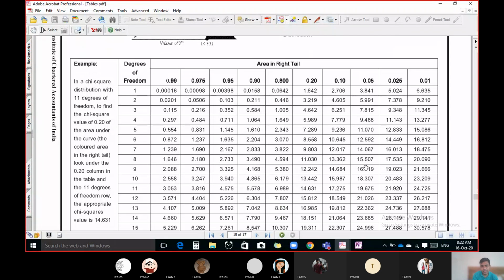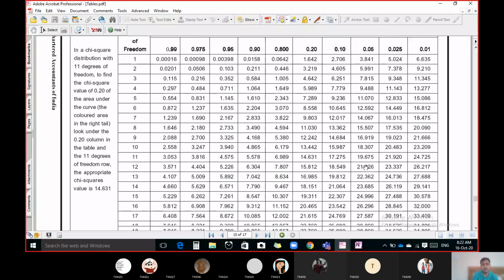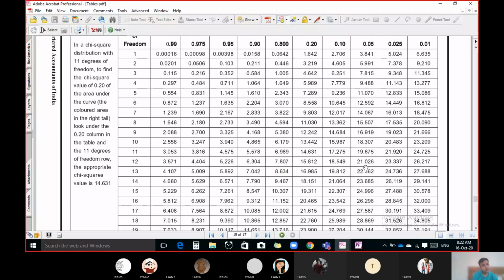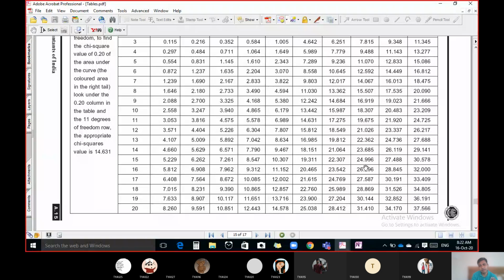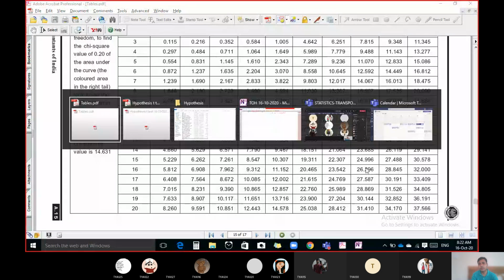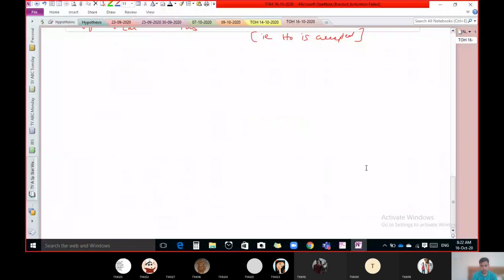So once we have a chi-square calculated value and tabulated value, we can take a decision whether we have to accept the null hypothesis or reject the null hypothesis. So let us take one small example to get the better idea.